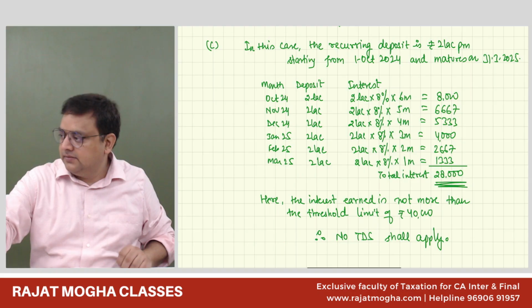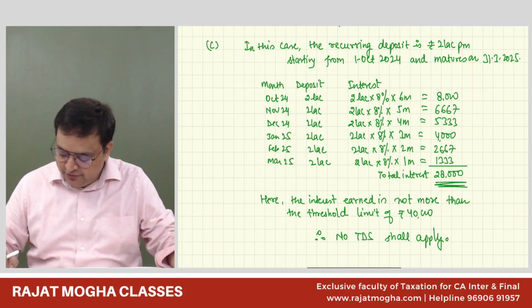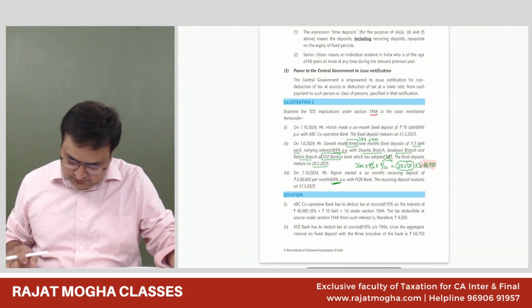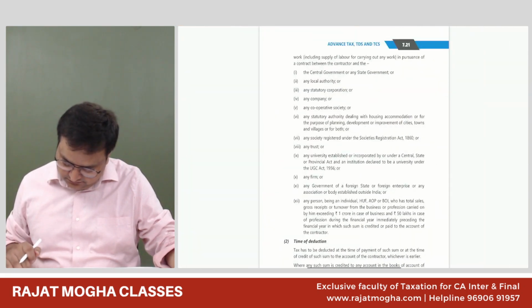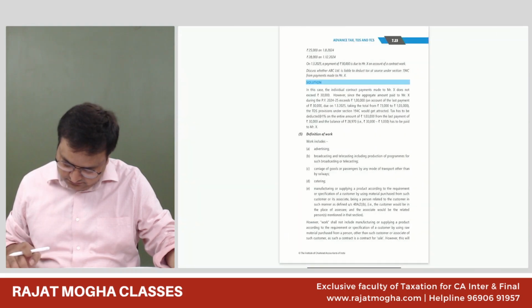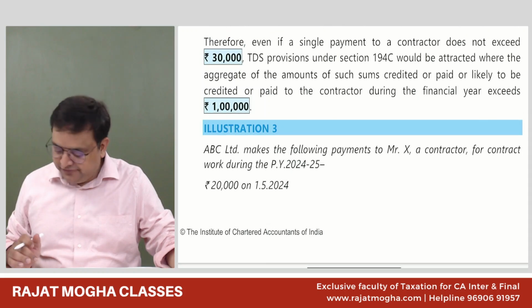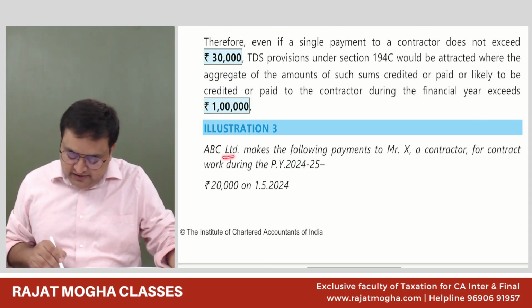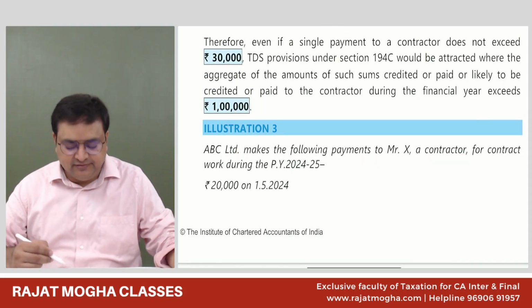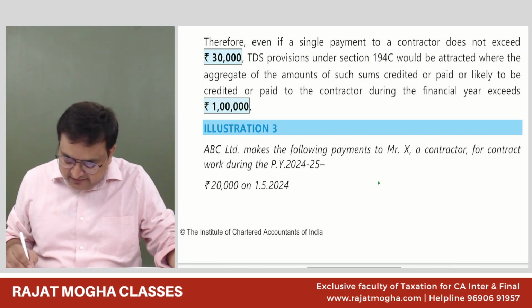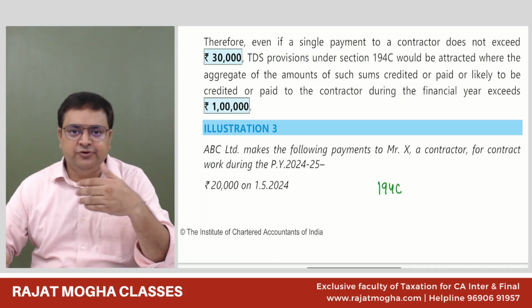Yes, sir. Very good. Okay, let us come to the next illustration. Illustration number 3. ABC Limited makes the following payment to X, a contractor. So whenever there is the word contractor, we have in mind section 194C, which is related to your business contract.